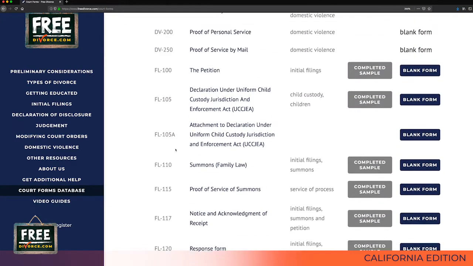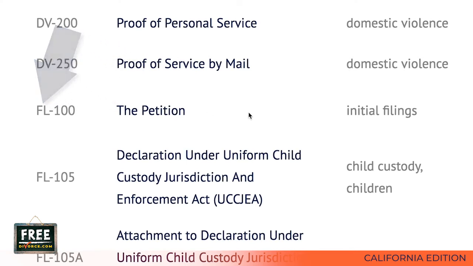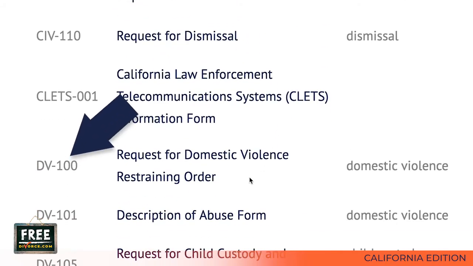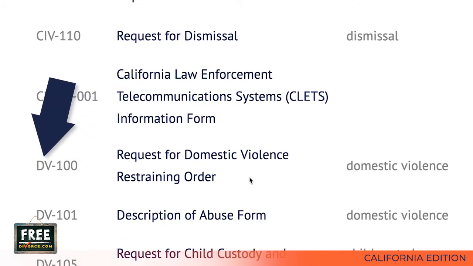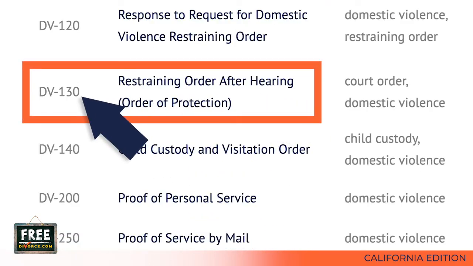Each court form has a name and also a form number. For example, a petition for the dissolution of marriage is known as FL 100. The FL stands for family law. A request for domestic violence restraining orders is known as DV 100. The DV stands for domestic violence. On our website, we will always give you both the name of each form and the form number.